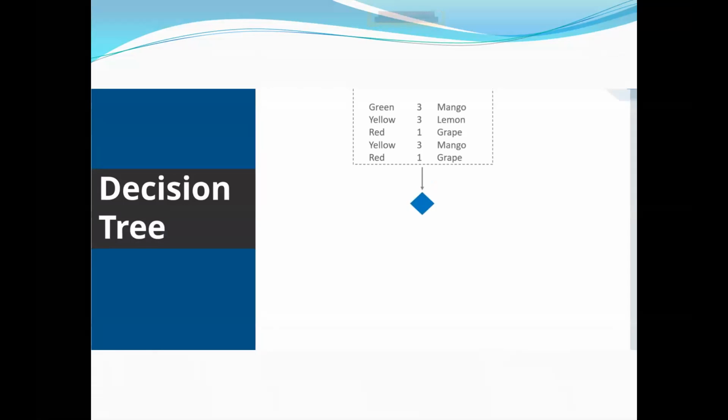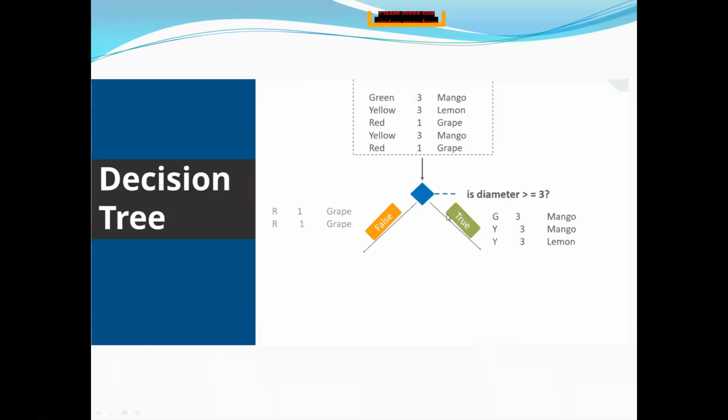Okay, so the root node accepts the data set. We have to understand which attribute is going to act as the root node, whether color is going to act as the root node or size is going to act as the root node. Initially I set diameter to act as the root node. That means the size is going to act as the root node. So this is my root node.